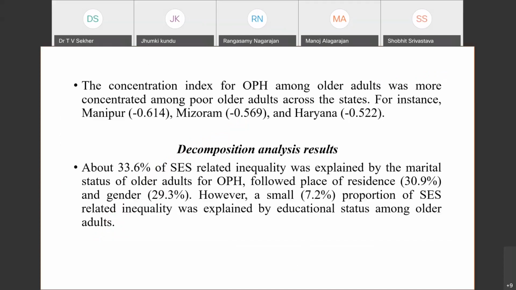The decomposition analysis results depicted that about 33.6% of socioeconomic status related inequality for OPH was explained by the marital status of older adults, followed by place of residence and gender. However, a small proportion of socioeconomic status related inequality was explained by educational status among older adults as well.